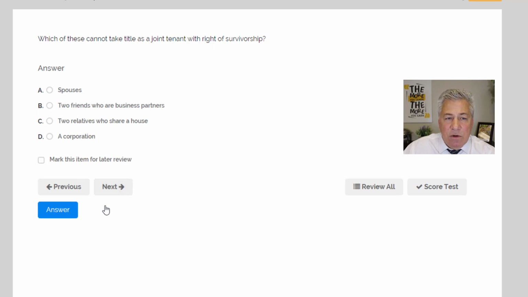Exam prep question number 17. Which of these cannot take title as joint tenants with rights of survivorship? Joint tenants. Letter A, spouses. B, two friends who are business partners. C, two relatives who share a house. Or D, a corporation.